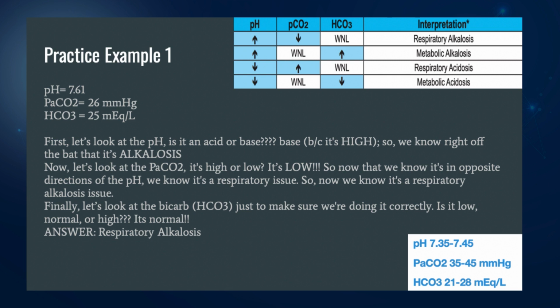So we don't know if it is going to be respiratory or metabolic, but either way, we know that it's going to be alkalosis, because our pH is greater than the normal range, 7.35 to 7.45. So for that reason, we know that it is alkalosis. And then let's look at what the partial pressure of carbon dioxide is. It is 26. Let's see if it is in the range. Is it in the range?